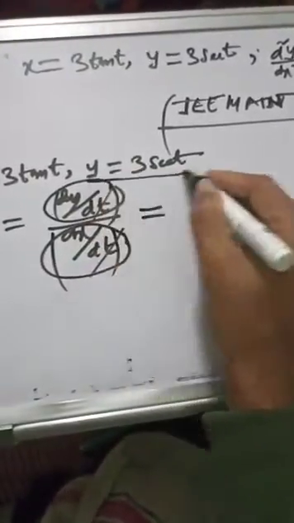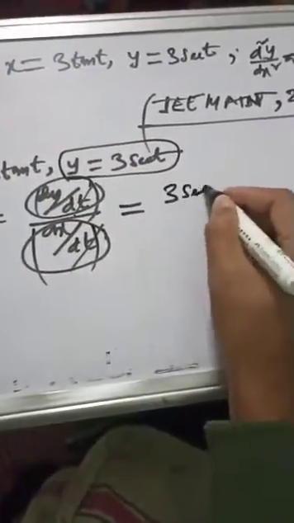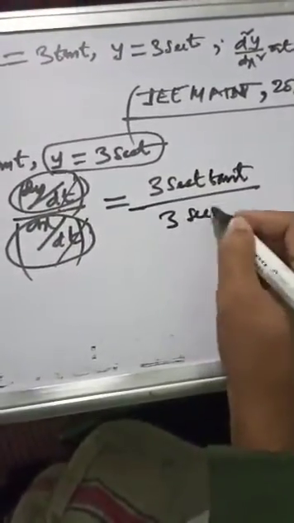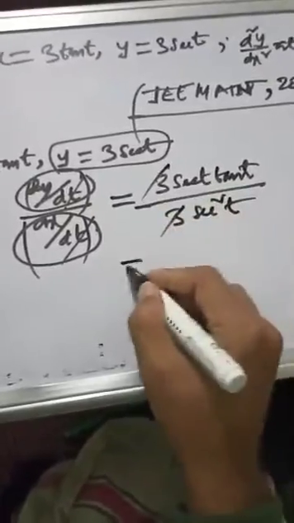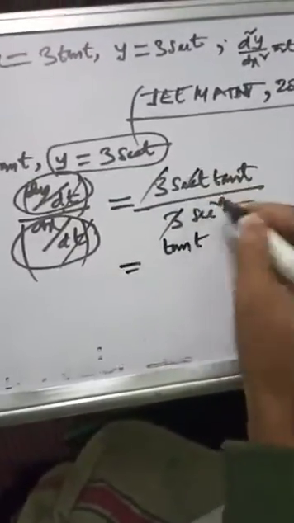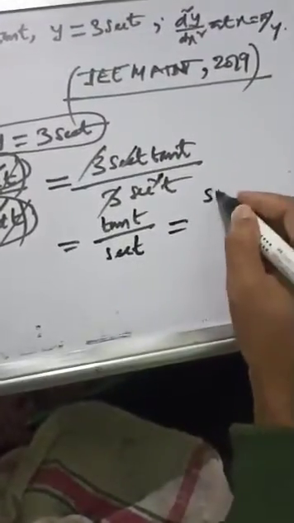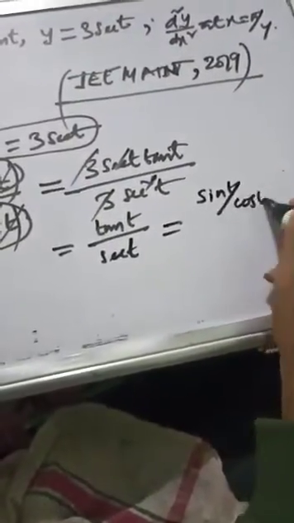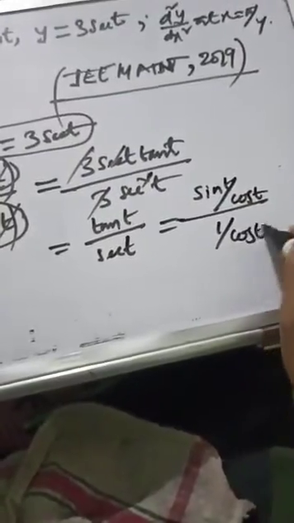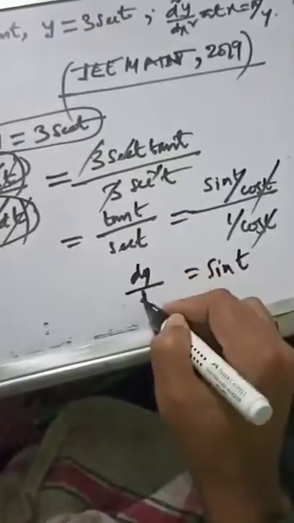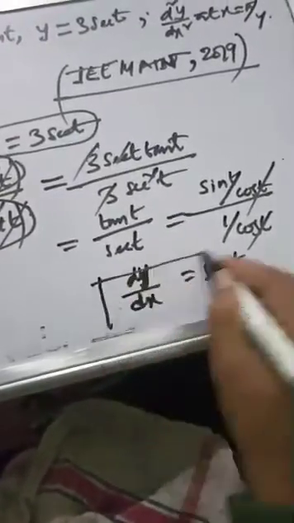What is dy/dt? Differentiation of 3 sec t is 3 sec t tan t, and dx/dt is 3 sec square t. So we get tan t by sec t. The tan t can be written as sin t by cos t, and sec t as 1 upon cos t, so cos t cancels out, leaving sin t. So we get dy/dx equal to sin t.